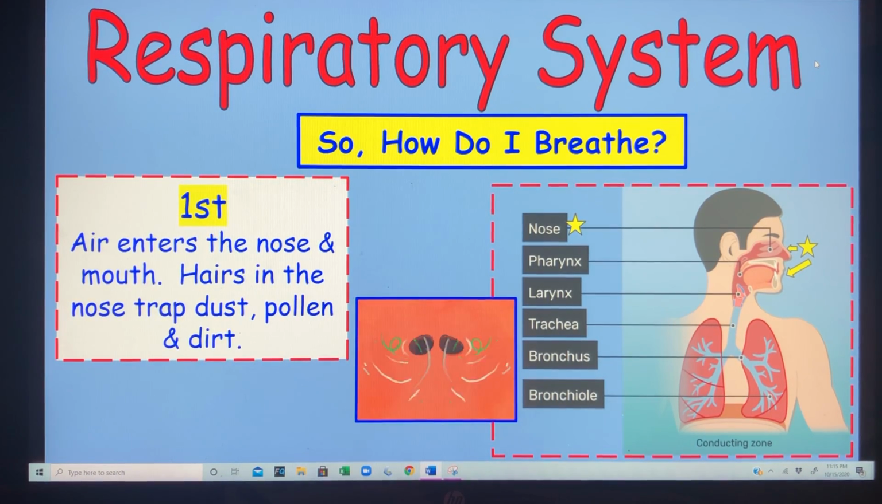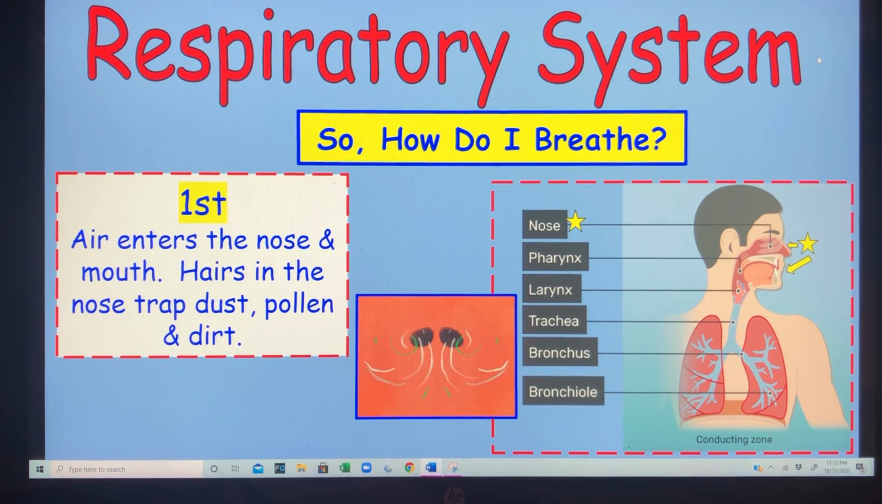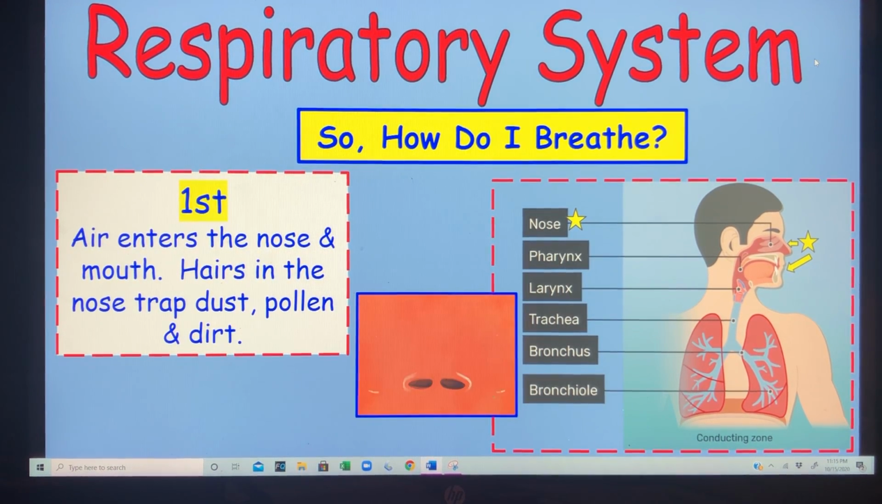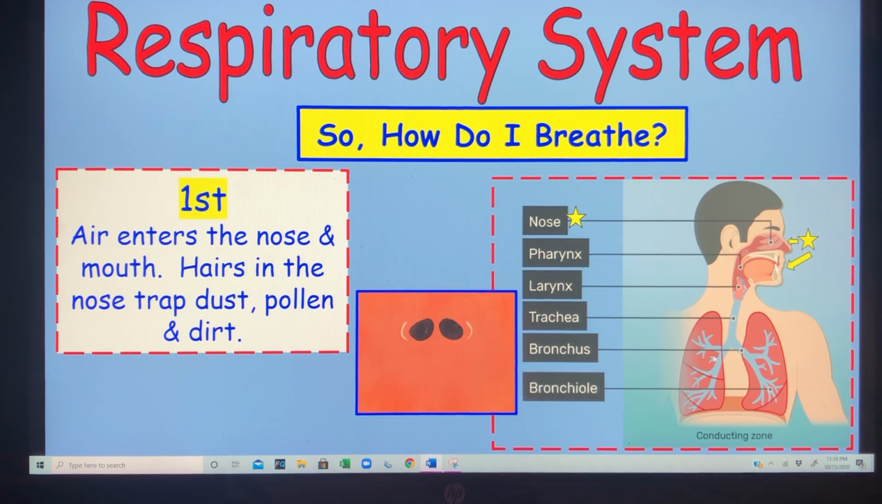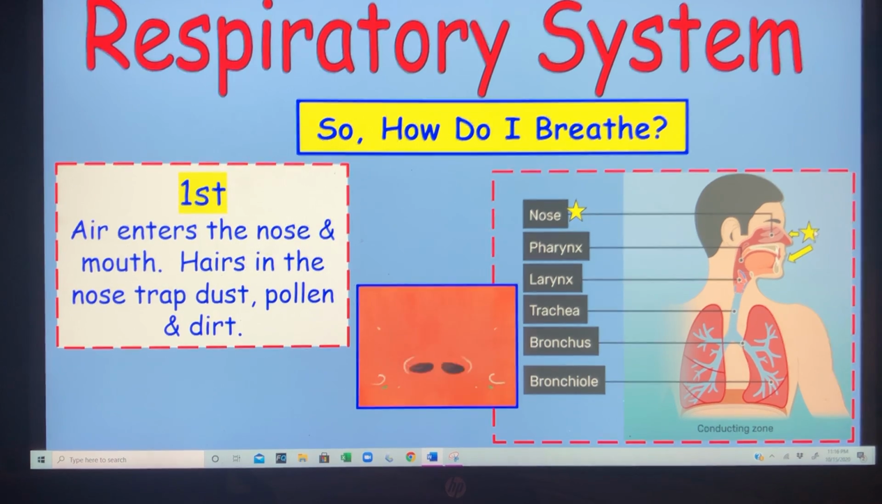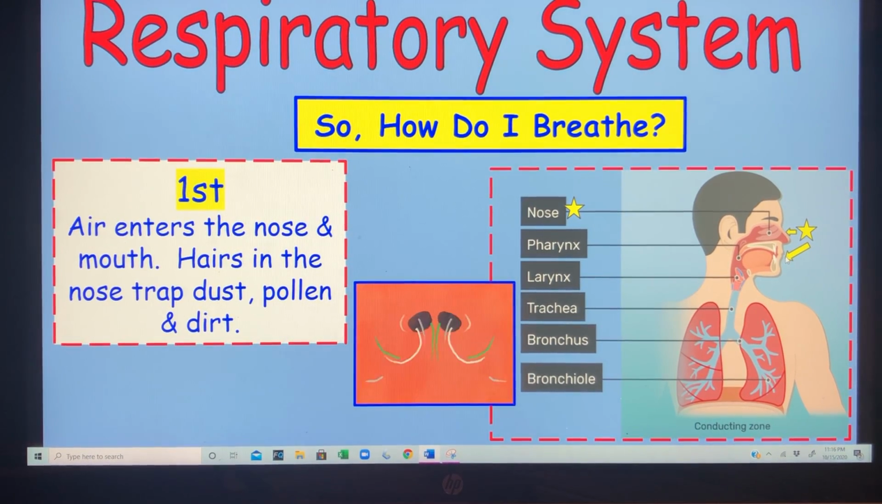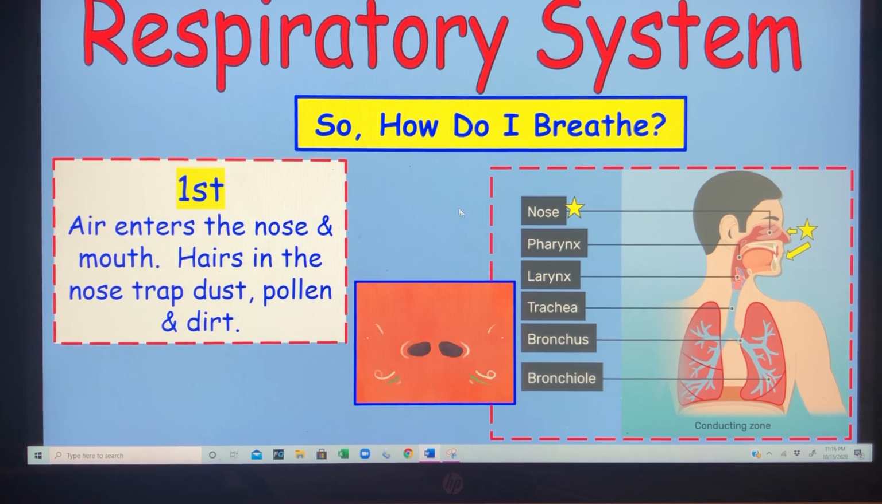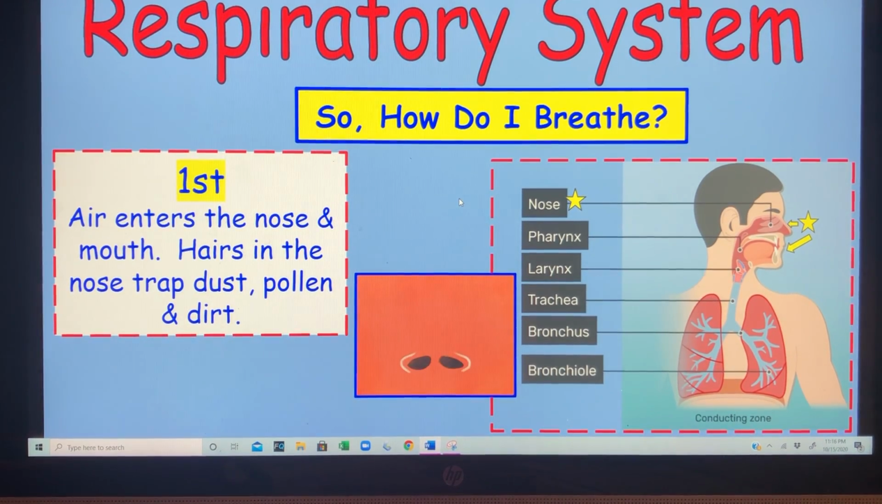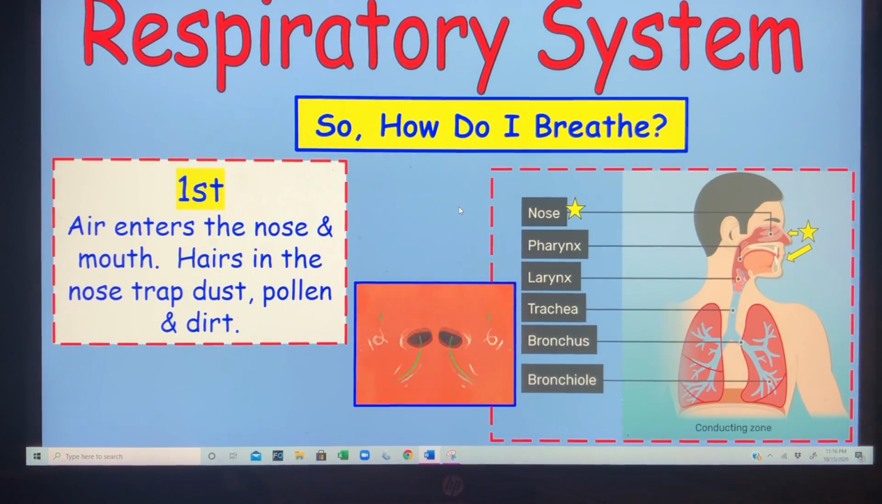So how do I breathe? Well, first the air enters the nose and mouth. Hairs in the nose trap dust, pollen, and dirt. If you look to the right-hand side of this PowerPoint, you will see that there is a yellow star. The yellow star is pointing to the nose and also to the mouth. This is where air enters the respiratory tract and also leaves the respiratory tract.